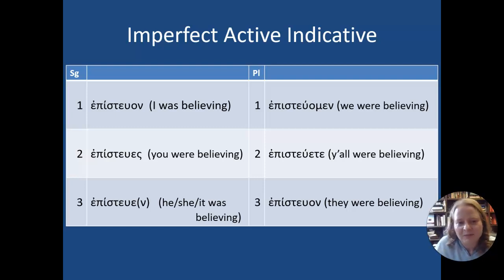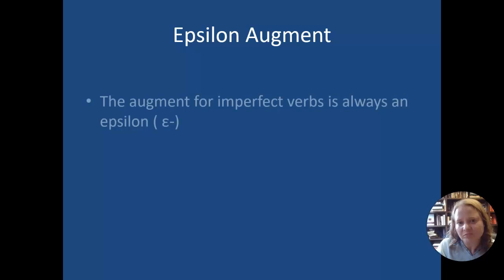Episteuamen, we were believing. Episteuete, y'all were believing. Episteuon, they were believing. So you can see that for our purposes in English to show that kind of continuous time, we tend to put was or were with the verb. So I was believing, you were believing. If you do that, that's probably the best way to get started on translating these.